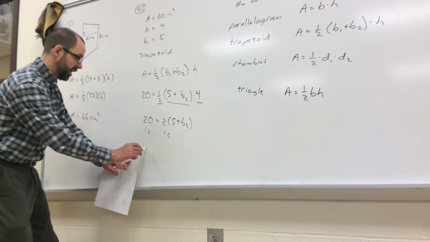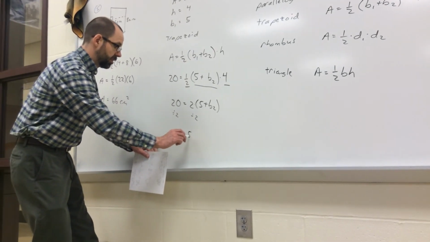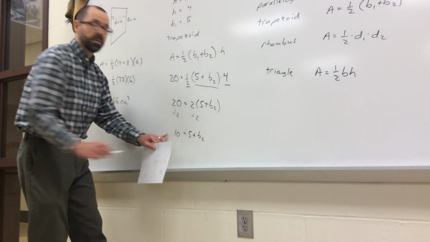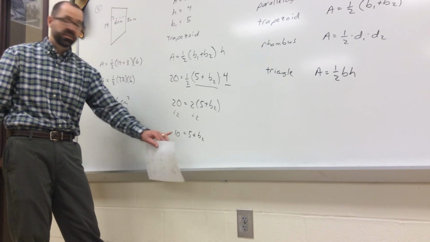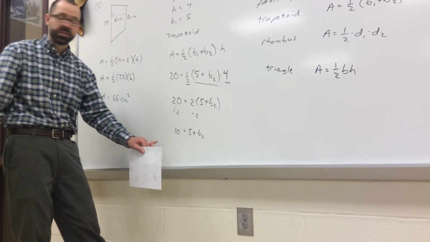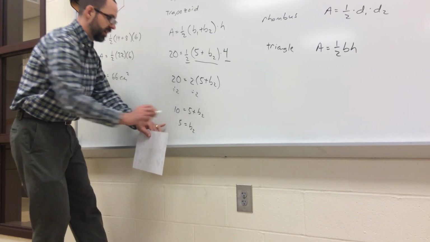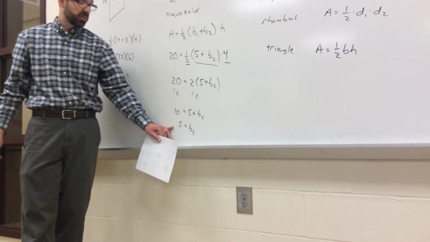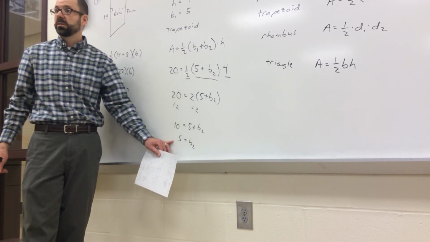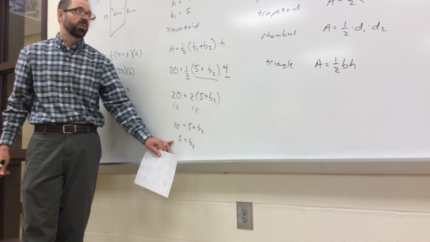So that's going to give me 10. And then you subtract the 5 to get rid of the addition. So base 2 is also 5. So this is a trapezoid where both bases are 5.